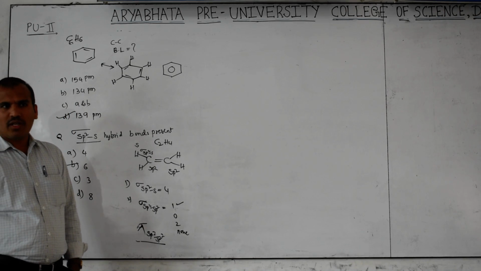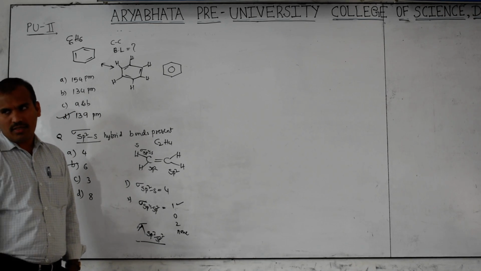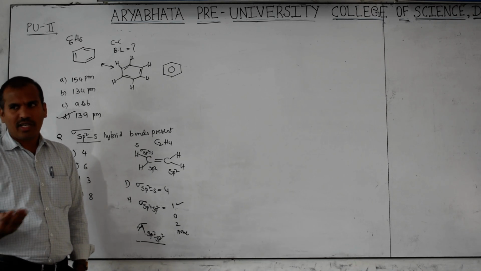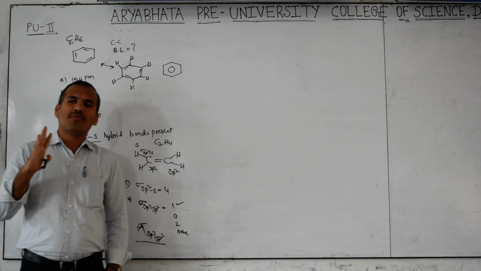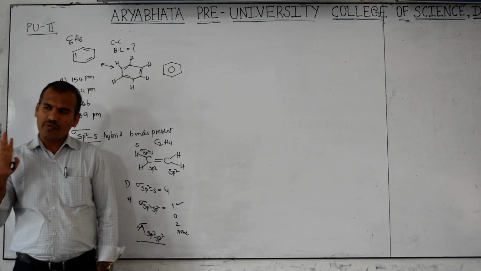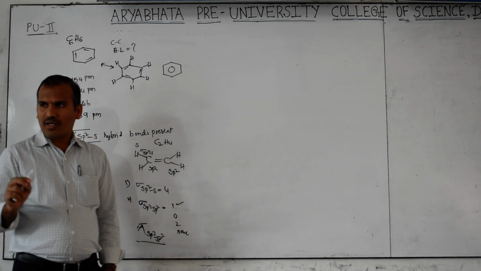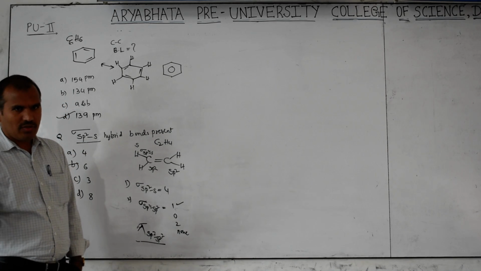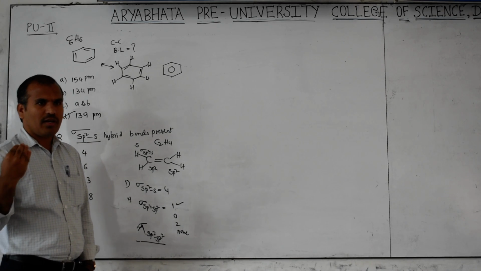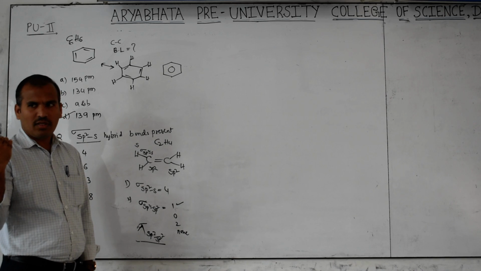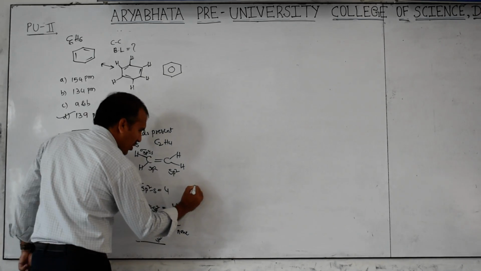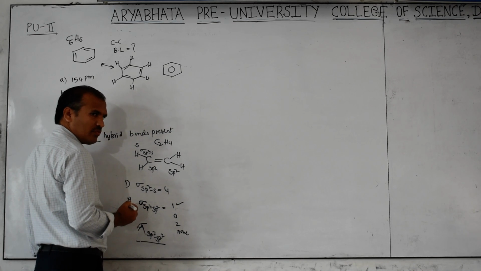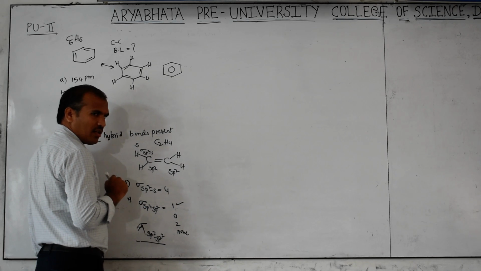A pi bond is formed by which one? Unhybridized orbitals, which may be a p orbital or a d orbital. An s orbital does not form any pi bond. Keep in mind, an s orbital does not form a pi bond. Which ones form a pi bond? p orbitals, d orbitals or any further ones. So unhybridized p or d orbitals form a pi bond. Is that clear? So again let me ask the question: how many pi bonds are there here? One pi bond is there.